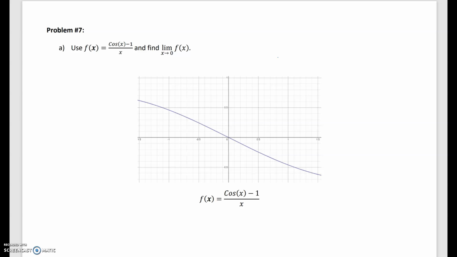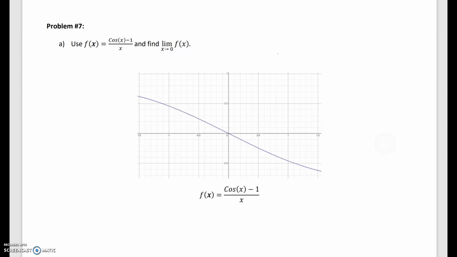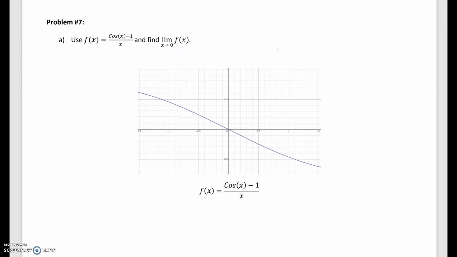Hi class, let's take a look at problem 7. Now problem 7 is a little bit tricky. You can actually view that the limit is 0, but let me write it out. In this case, the limit as x approaches 0 of f of x is equal to 0.